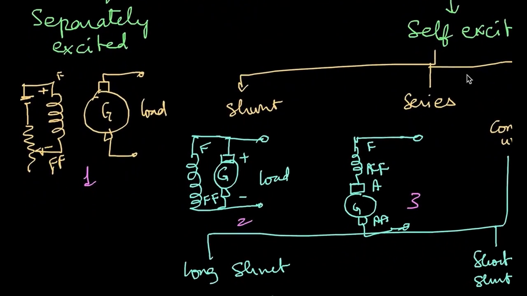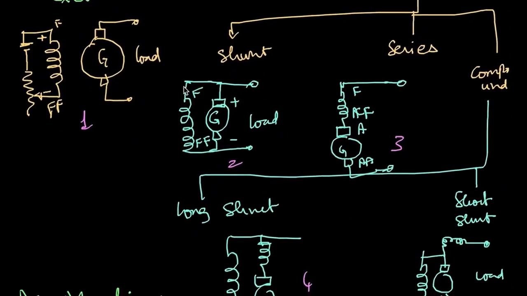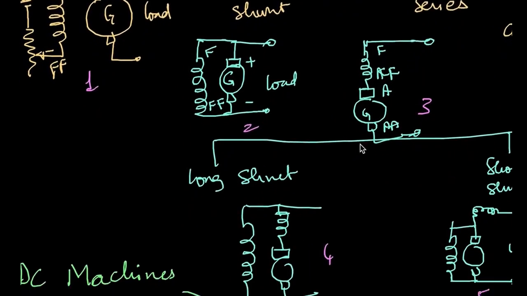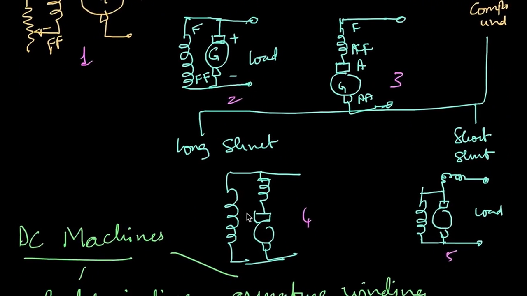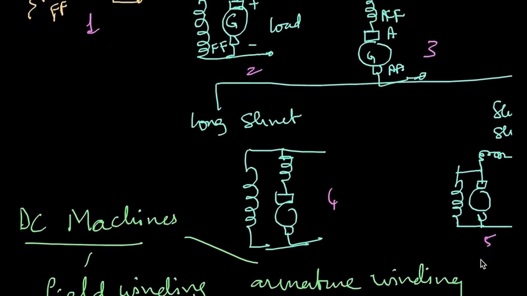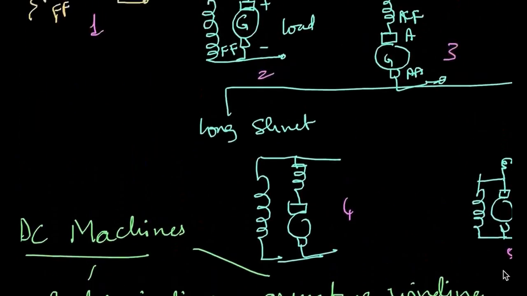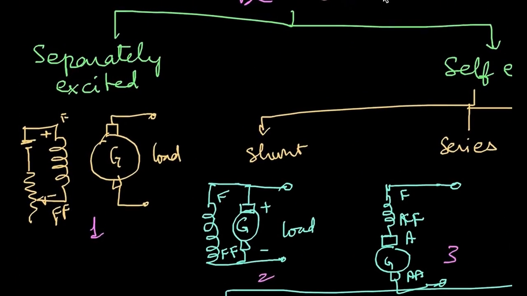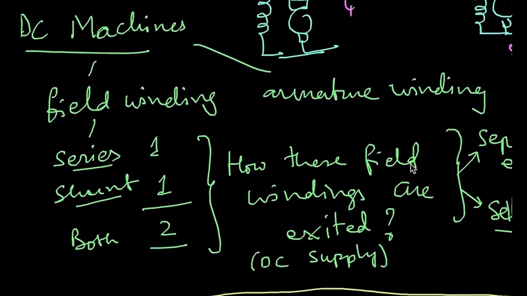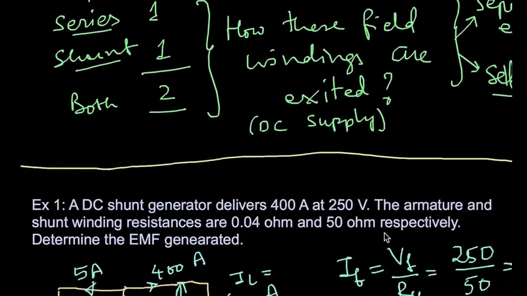Whereas under self-excited scheme, the field winding gets the voltage from the armature winding. So that is the shunt machine, and this is the series machine. And then the long shunt machine looks like this, and the short shunt machine looks like this. So 1, 2, 3, 4, and 5 different ways of connecting the DC machine. And when I keep the heading DC machine, it covers both DC generators and DC motors. So this is the explanation about that.